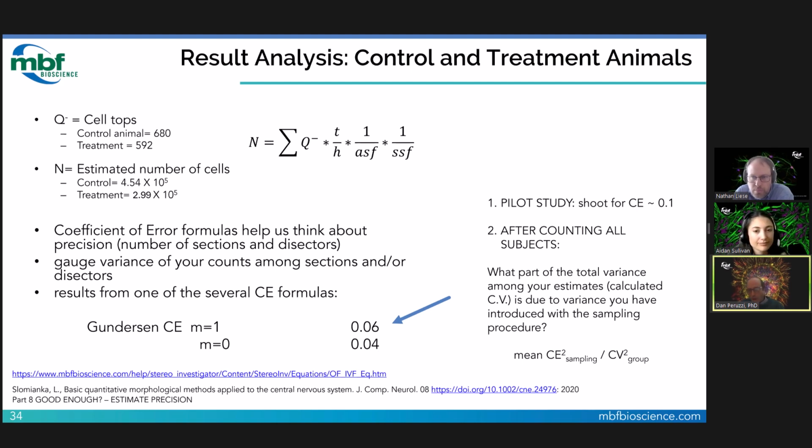But back to the pilot study, we look at the CE. If it's below 0.1, that indicates maybe we can do less counting. And we have a tool in the program called Oversampling and Resampling that can help us figure out how much less counting to do.